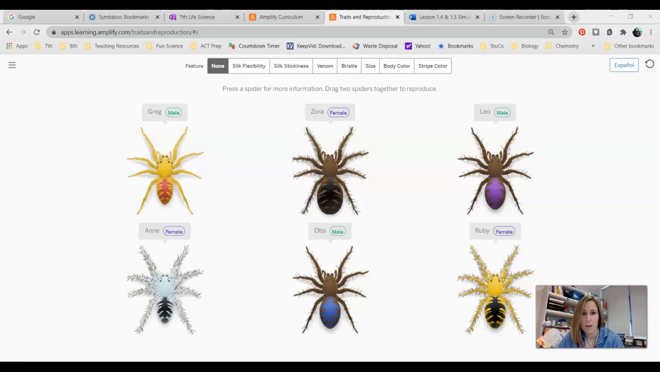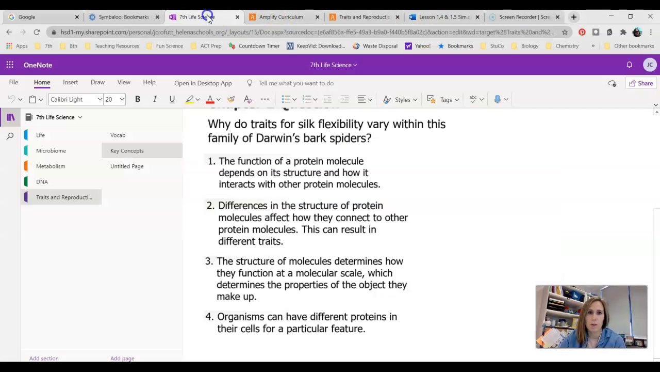It will benefit you. Mainly today, the first thing you should have done on your Teams post is go into your OneNote and add key concepts 2, 3, and 4. Yesterday, in yesterday's lesson, you added this key concept here: the function of a protein molecule depends on its structure and how it interacts with other proteins.